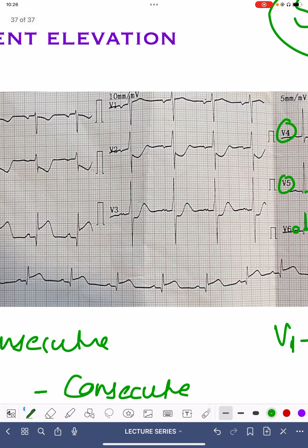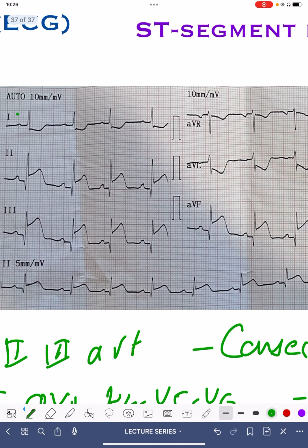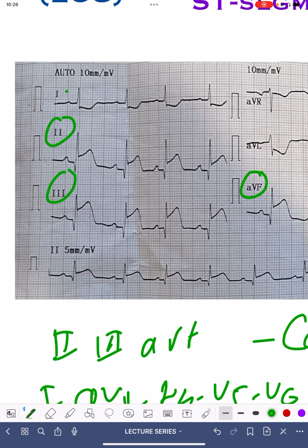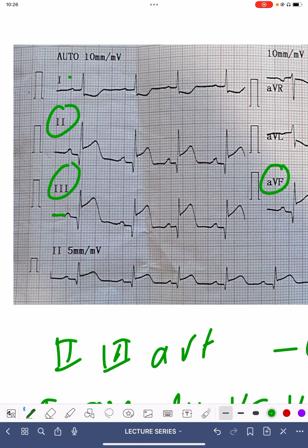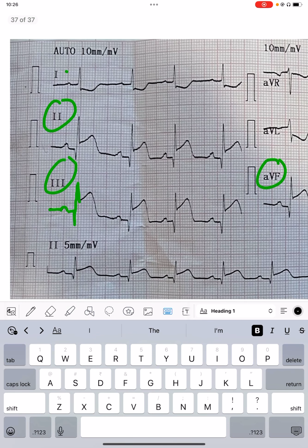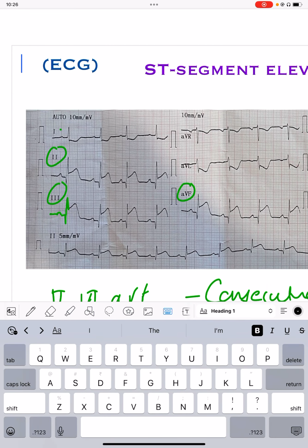But now see here, in this lead 2, 3, and AVF, we can very nicely make out that the P wave is there, the Q wave is here. Now Q is pretty long because the patient has had a heart attack. The R wave is there. Now the S has not touched the baseline. The S is far above the T, and there is ST elevation.